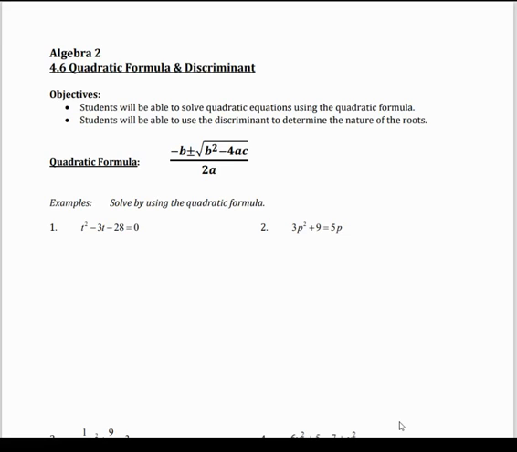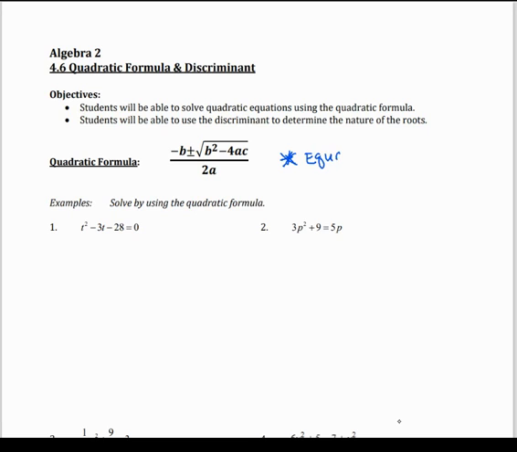Which is the quadratic formula and the discriminant. Most of this should be reviewed because you've already learned the quadratic formula in Algebra 1. So recall, the quadratic formula is x equals negative b plus or minus the square root of b squared minus 4ac, all over 2a. Remember that a, b, and c are the values from the equation when it's in standard form. So be sure always, if you're going to use the quadratic formula, that the equation is in standard form.